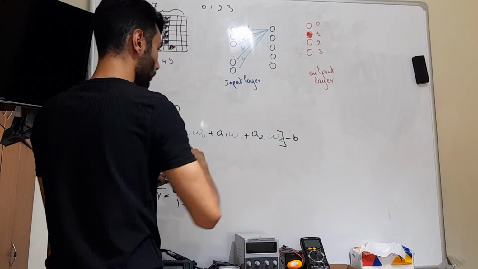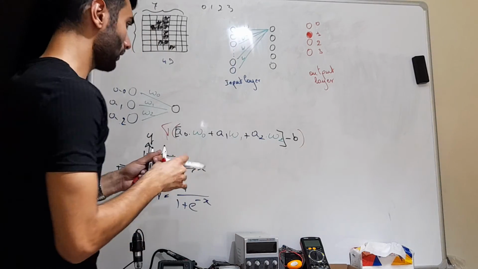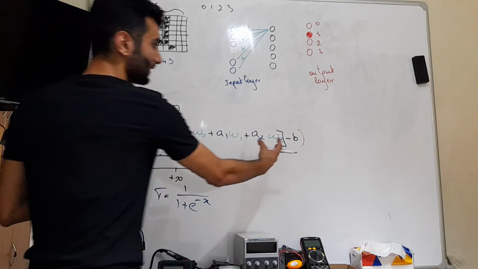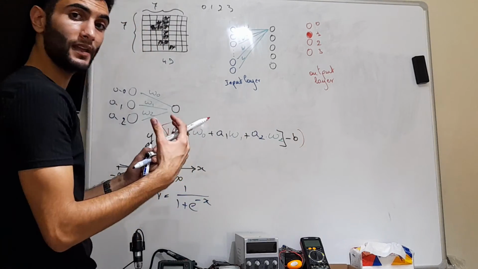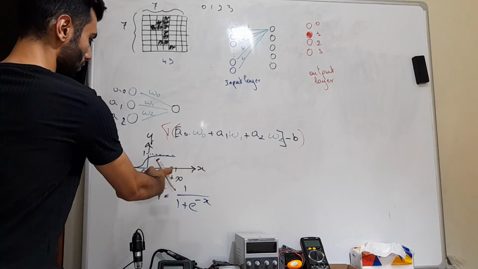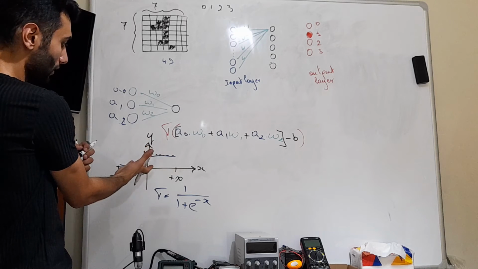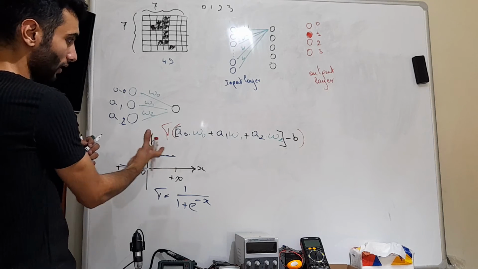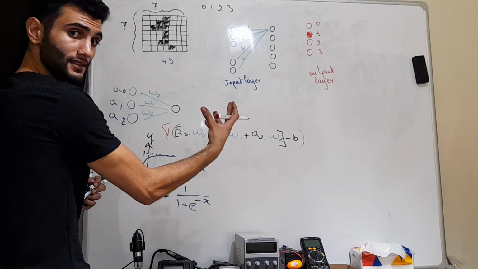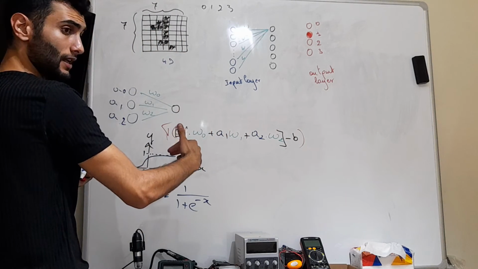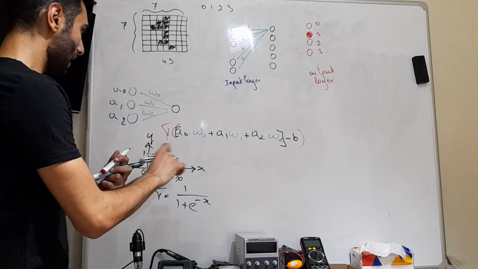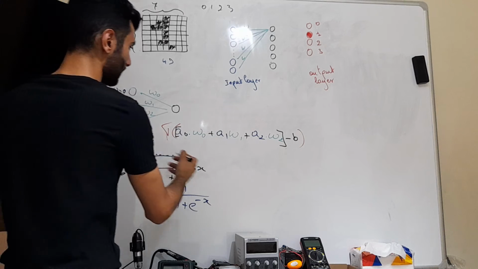So if you want it to be more sensitive, we will lower that bias. If you want it to be less sensitive, so it will need a very high value to be able to be a number that is very close to 1, we will use a higher b. So the higher the bias, the less sensitive the function is.